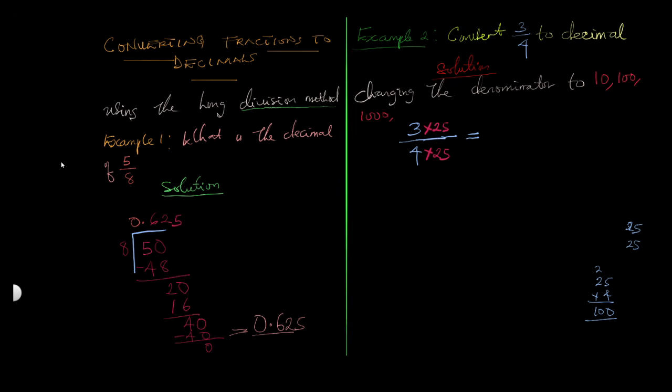That gives us what we call an equivalent fraction. So multiplying this out, 3 times 25, just go to your rough book. 3 times 5 is 15, carry 1. 3 times 2 is 6, plus 1 is 7. So 75. Here we have 75 all over 100. That's not the final answer, because that's still a fraction. We need to change it to a decimal.